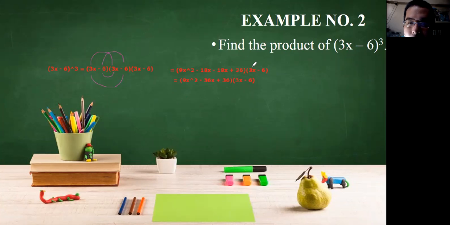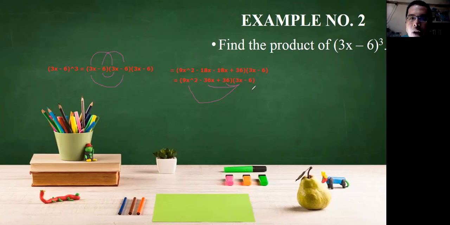Okay, so what are we going to do? This 3x, you're going to multiply it here first. As if you're doing a FOIL method, 3x, you're going to multiply it here, then 3x multiplied by here, and then 3x, you're going to multiply it here.